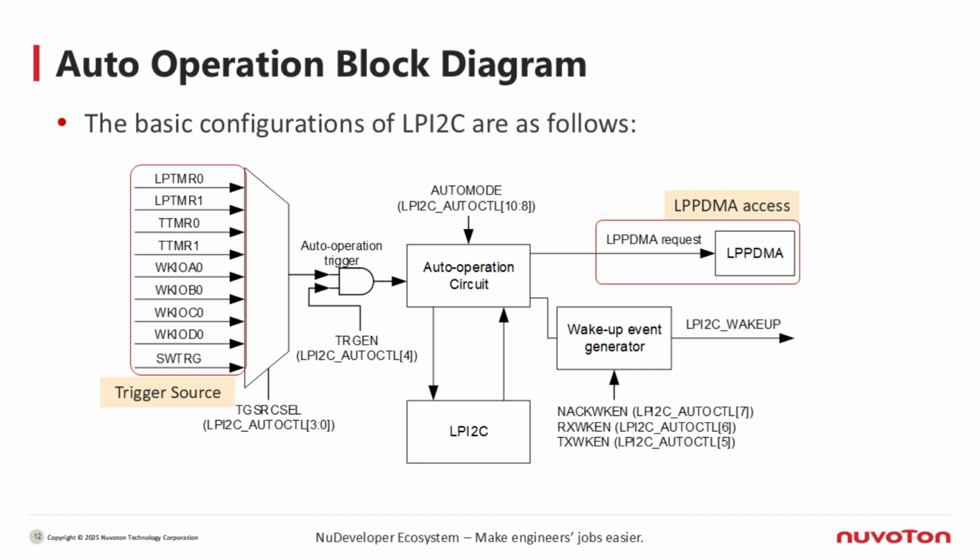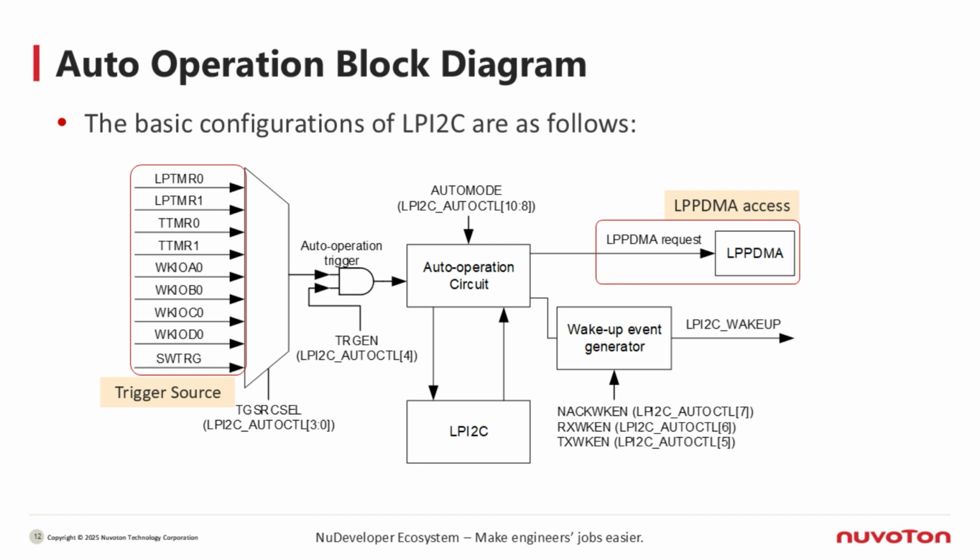The middle part is the auto operation circuit. Based on the auto mode settings, it decides whether the current operation is a write command, a read command, or a random read command. On the right side, once the auto operation circuit is active, it works with the low power PDMA to move data for both TX and RX. This generates LPPDMA requests, and the hardware automatically transfers the data in and out, so the CPU doesn't need to get involved.